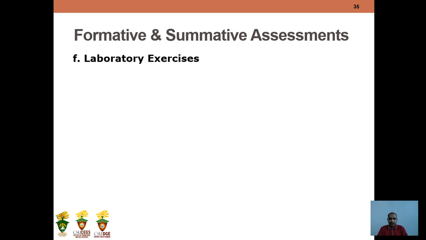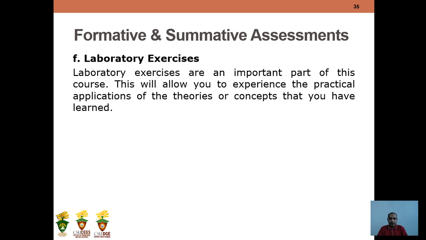Next is laboratory exercises. They are an important part of this course. Since we have laboratory exercises, this will allow you to experience the practical applications of the theories or concepts that you have learned in the discussions or in the lectures. So, from the lecture, you may execute through laboratory exercises.